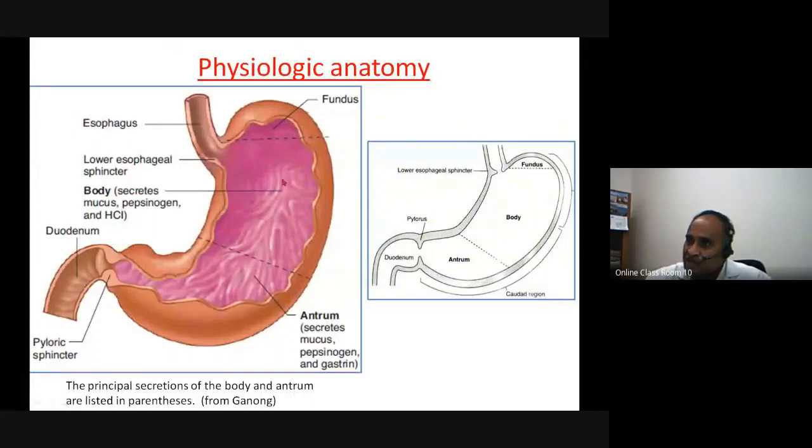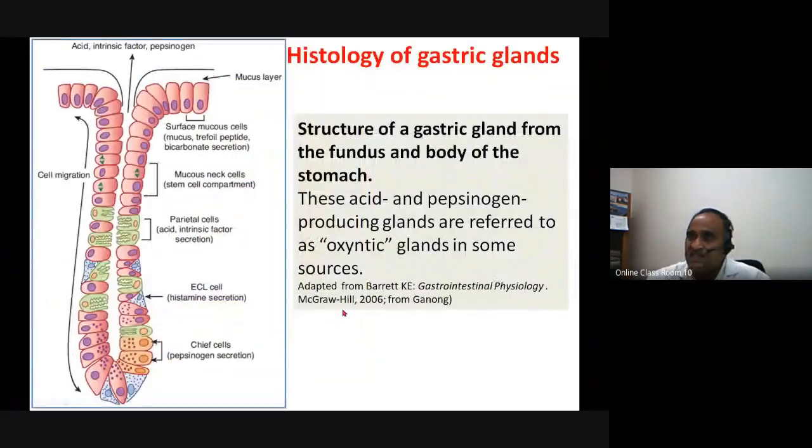Now, coming back to the histology of the gastric glands. You will see the entire stomach is folded into several rugae or folds, and each of these folds makes pit-like structures, or they dip into the submucosal layer, and then they form the glands. So this is one of those typical glands wherein it dips down here, and in this I have all the cells located.